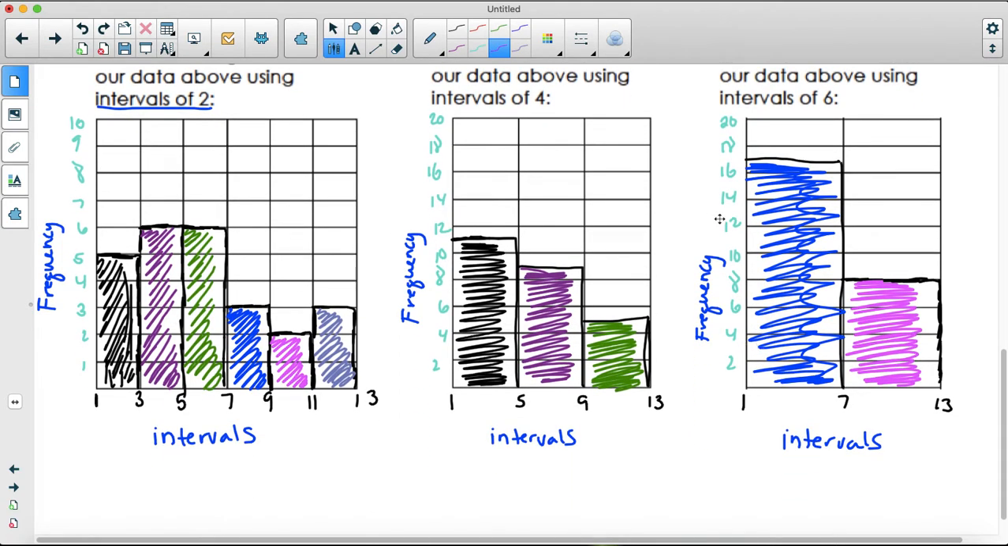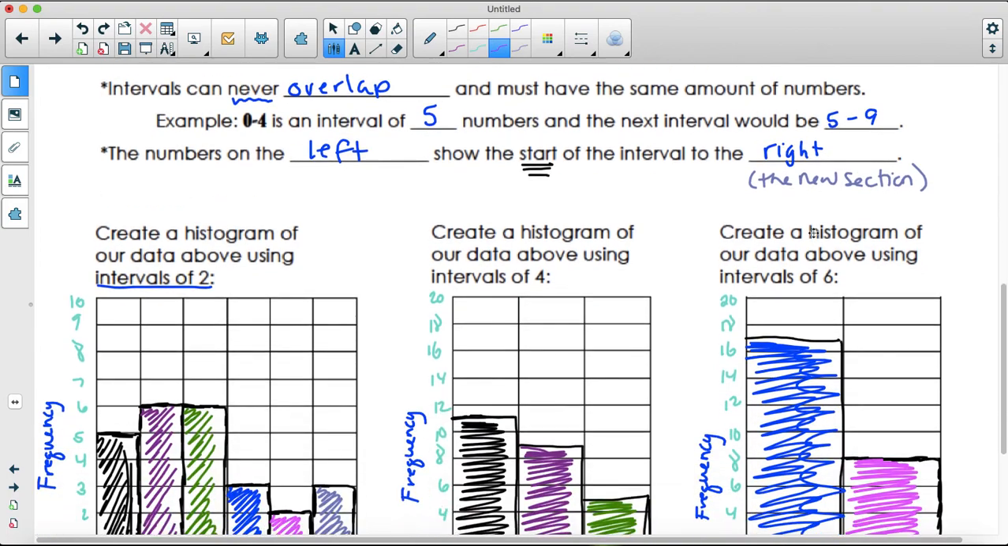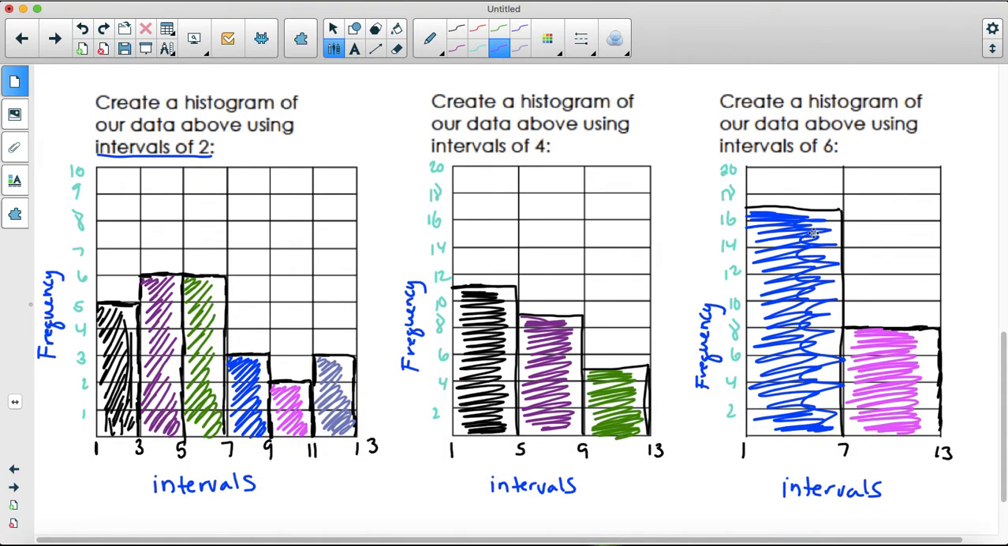So the intervals help us know the actual frequency of different birthdays. We could have done a dot plot that shows us the frequency of each individual birthday. We can also do the histograms to see the frequency of half of the year, the first half of the year versus the second half of the year, or every 2 months, or every 4 months. So we can actually determine which part of the year has more birthdays.